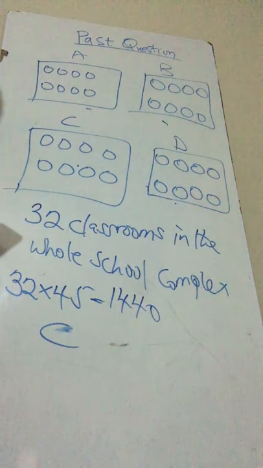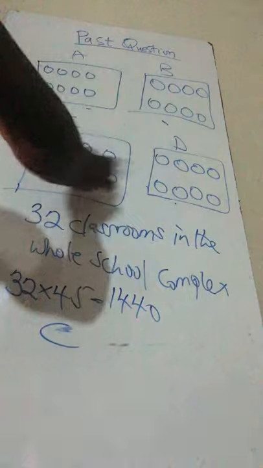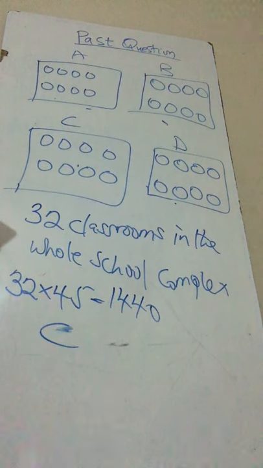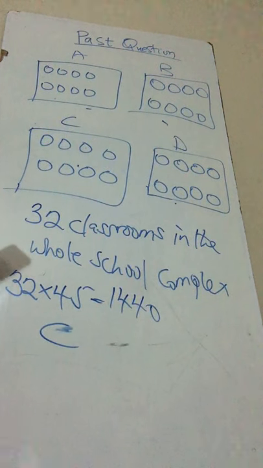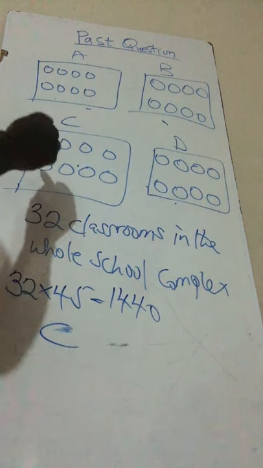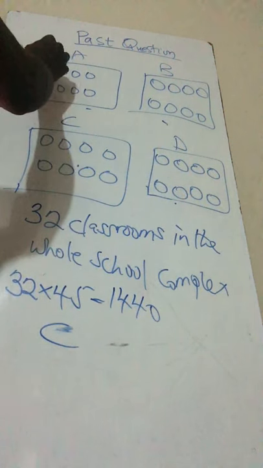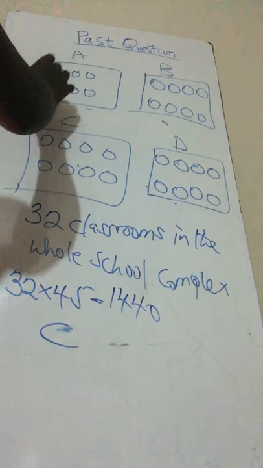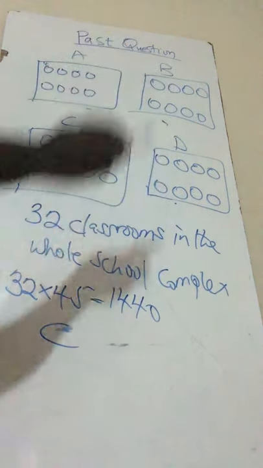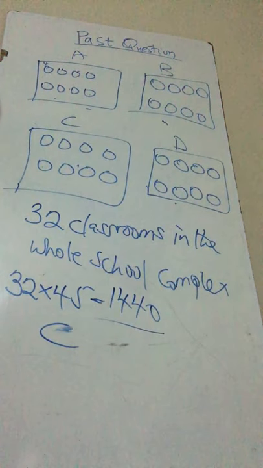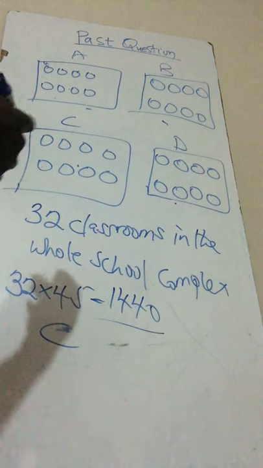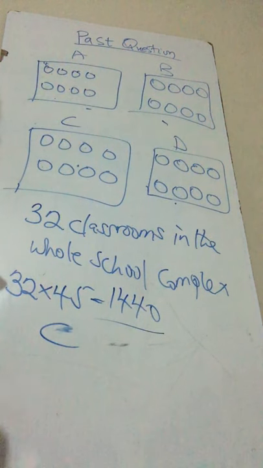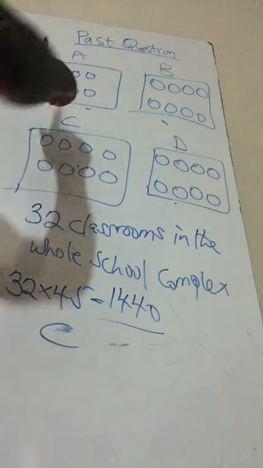So we've been given a question. A primary school has 4 streams, 1, 2, 3, 4, and each stream, A, B, C, D, has 8 classrooms. And they say every class is 45. So if you add all the 45s, you get 1,440. You get it? Good. So now you realize that there are 32 classrooms in the whole school complex, because each stream has 8.